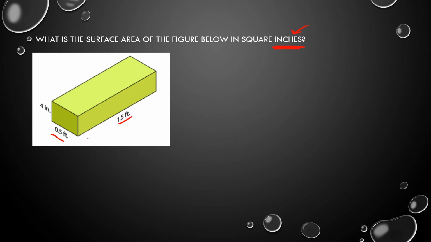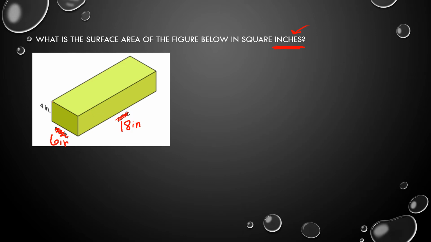So 0.5 times 12 would give me 6. So this bottom side is 6 inches. And 1.5 times 12, if we typed it into a calculator, would give us 18, which means that this length is 18 inches. So now let's start figuring out what the area of, or the surface area of this box would be.